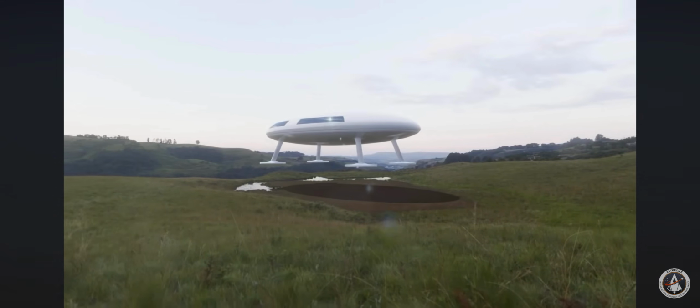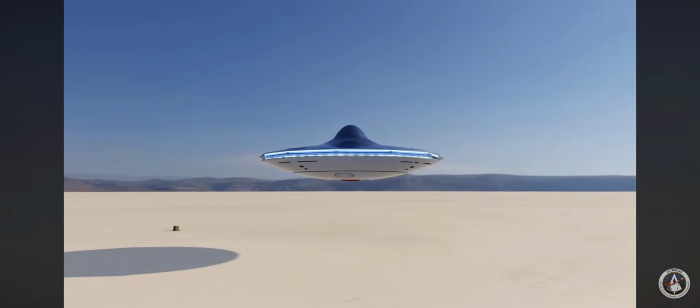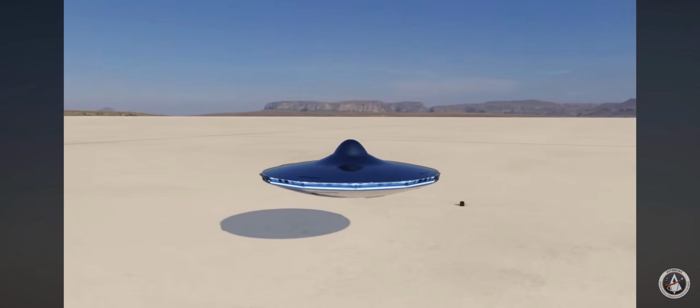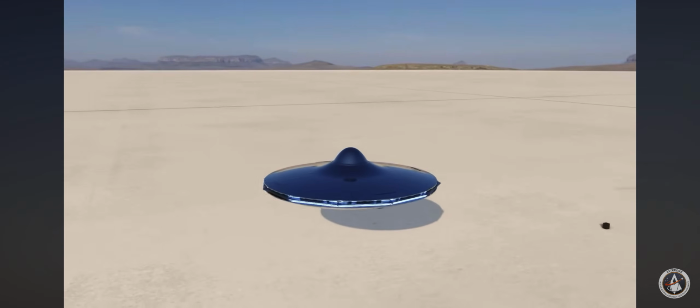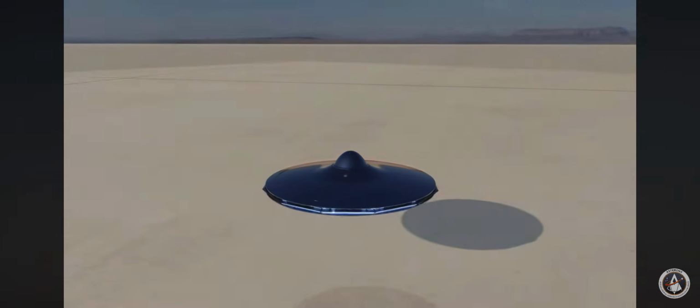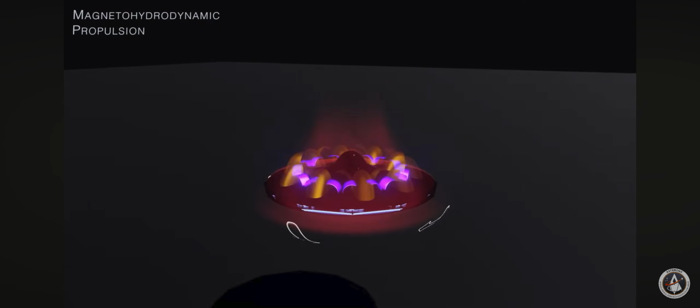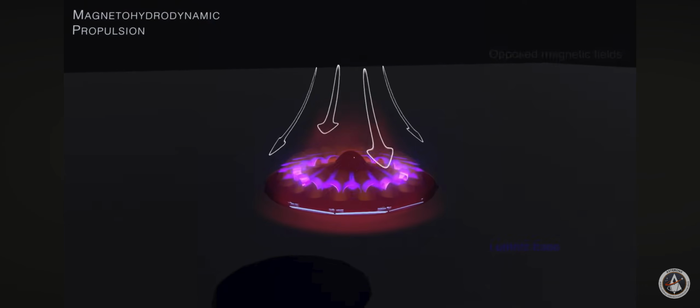Now let's move on to the next part of this video, how MHD propulsion functions in an atmosphere. Now remember, electric and magnetic fields can only act on a conductive medium. Therefore, to operate in an atmosphere, an MHD propelled vehicle must first ionize the air.